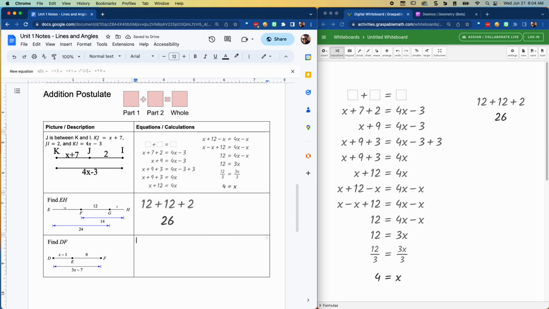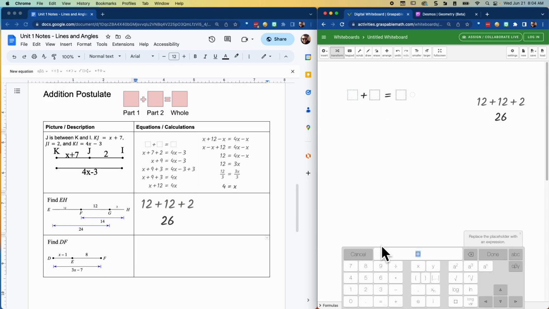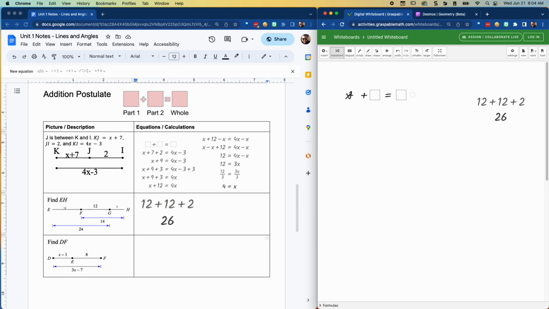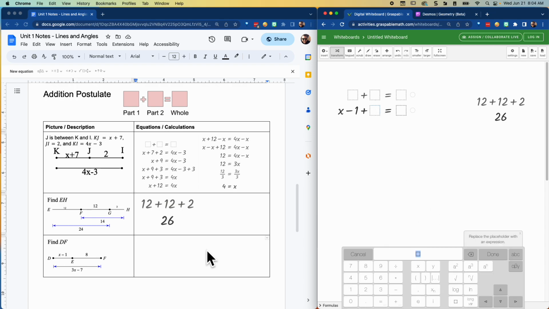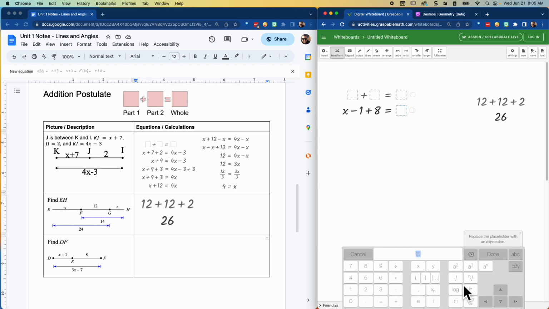All right, now this last one, we'll move a little bit quicker with it because we're going to do it a lot like the first one. So in fact, I'm going to go back to this line where I have my three boxes and I'll just fill them in. I have two smaller pieces and they total up to the long piece. So I have one small piece that's x minus 1 from D to E. Then from E to F is the other small piece, and that is 8. And 3x minus 7 is the total. So we'll do 3x minus 7.